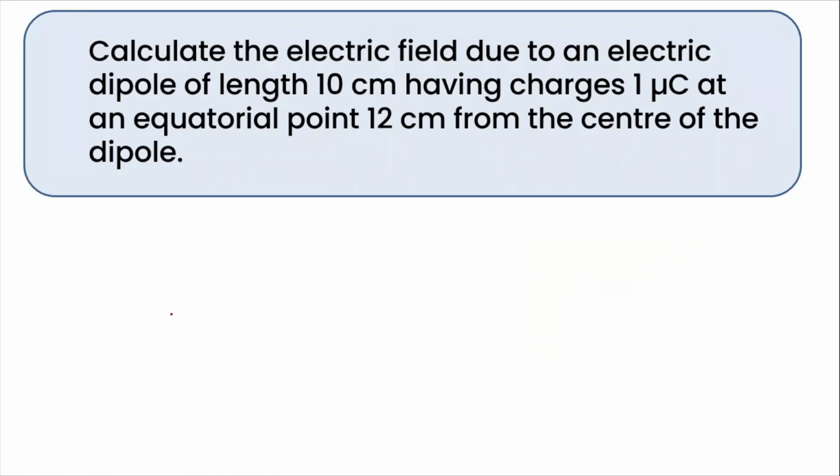The first question will go like this. Calculate the electric field due to an electric dipole of length 10 centimeters. So what is the length of the dipole given here? 2a is equal to 10 centimeter. 10 centimeter means it is 10 into 10 power minus 2 meter. And what is the value of Q? 1 microcoulomb. So 1 micro means 10 power minus 6.